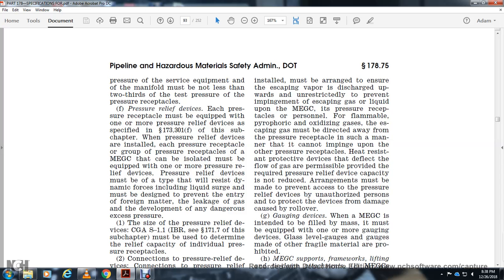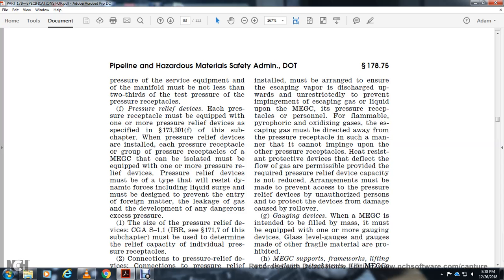For MEGC pressure receptacles containing flammable gas or oxidizing gas, the escaping gas must be directed away from the pressure receptacle in such a manner that it cannot impinge upon the other pressure receptacles. Heat-resistant protective devices that deflect the flow of the gases are permitted provided the required pressure relief device capacity is not reduced. Arrangements must be made to prevent access to the pressure relief devices by unauthorized persons and to protect the devices from damage by overturn.